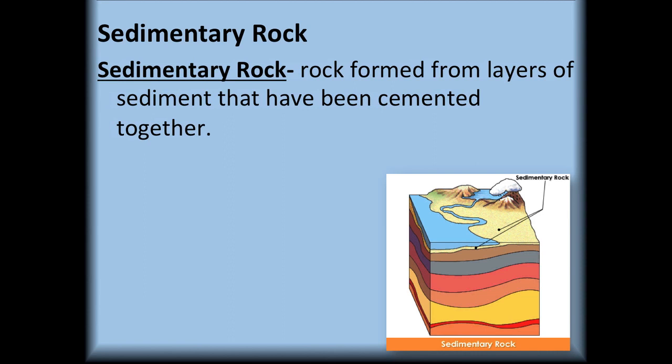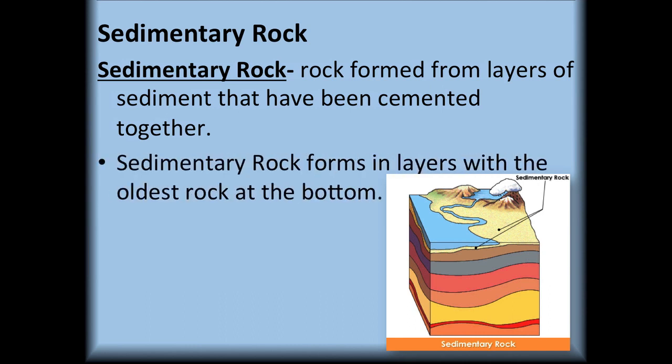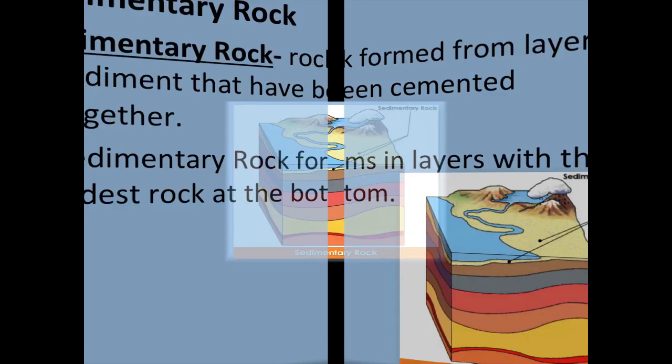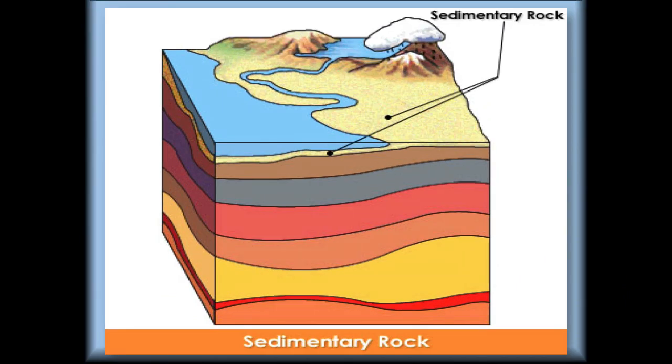Sedimentary rock is rock formed from layers of sediment, sand, dirt, and so on. It is rock formed from layers of sediment that have been cemented together. There's time and pressure that does that. Sedimentary rock forms in layers with the oldest rock at the bottom. Here is another diagram of sedimentary rock.